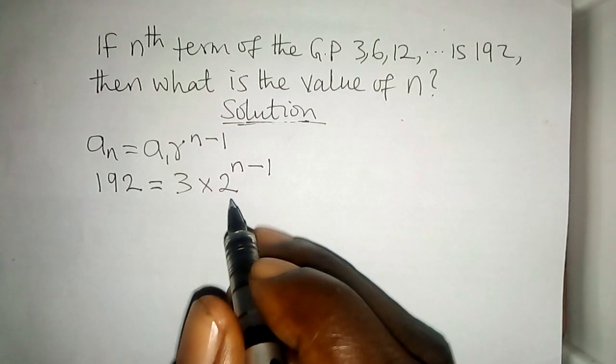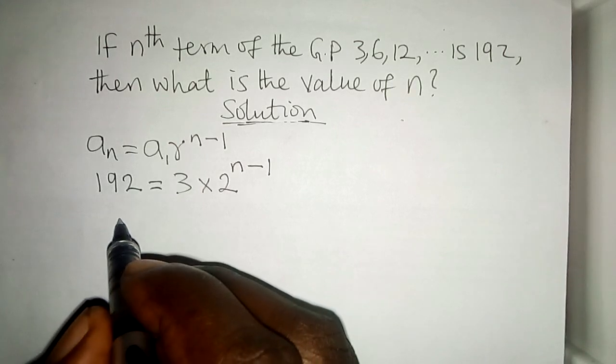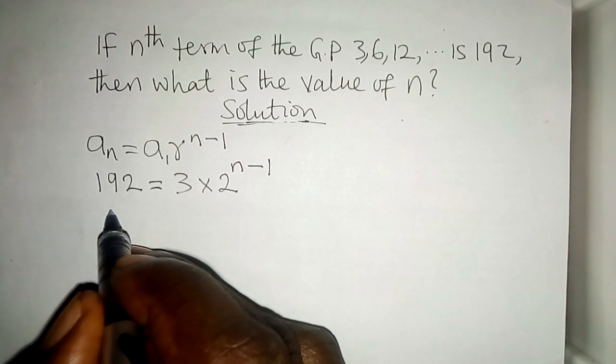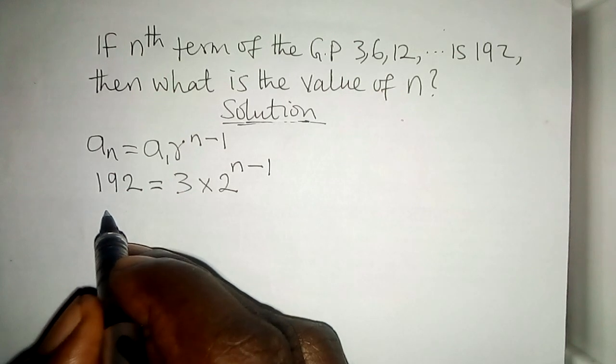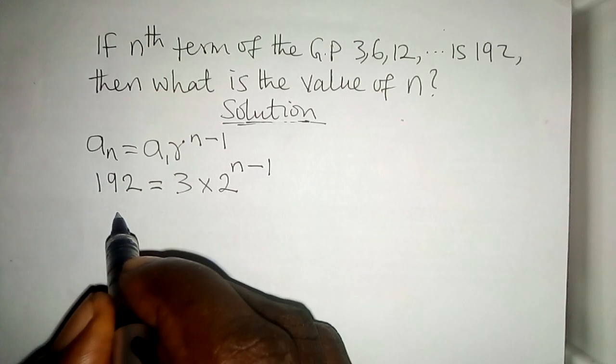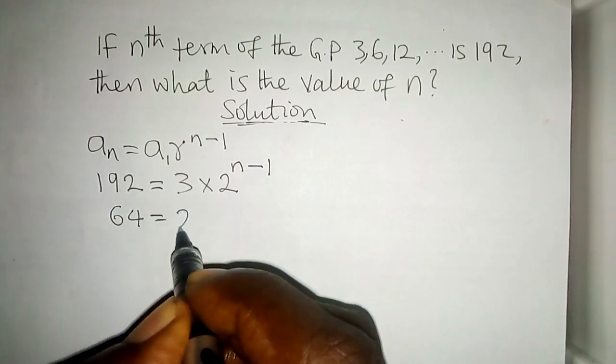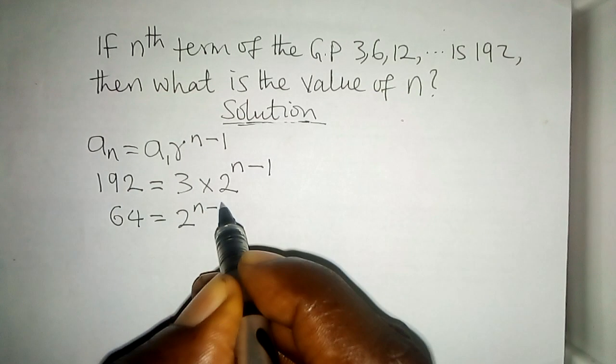Alright, so quickly what we do is we need to divide both sides by 3 so that 2 raised to the power of n minus 1 will stand alone, because we are looking for n. So if we divide both sides by 3, it simply means that 3 will divide 192 and it will give us 64. So 64 equals 2 raised to the power of n minus 1.